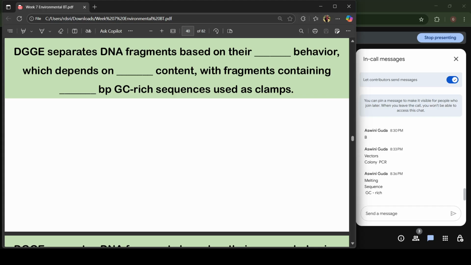If you are able to answer this, then it would be great. Okay, a little alteration in this. First one is melting behavior and depends on the GC content directly, containing 35 to 40 base pairs. So BP stands for base pairs, so 35 to 40 base pairs of GC rich sequences.